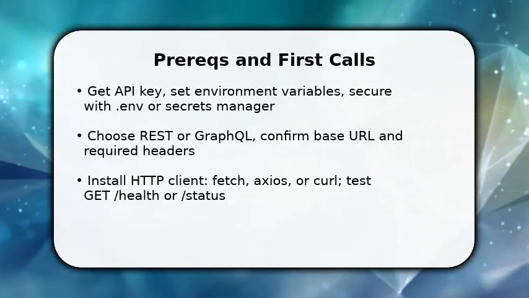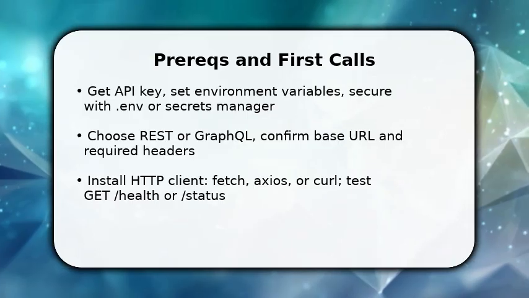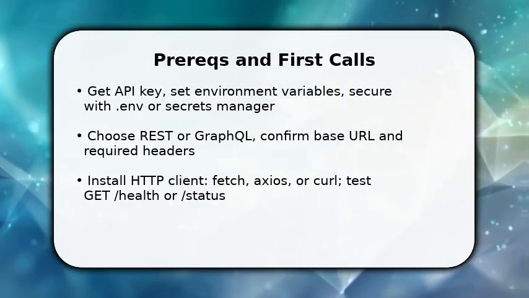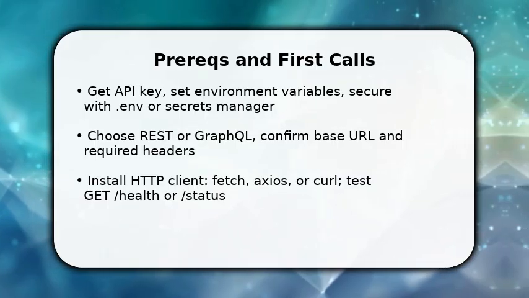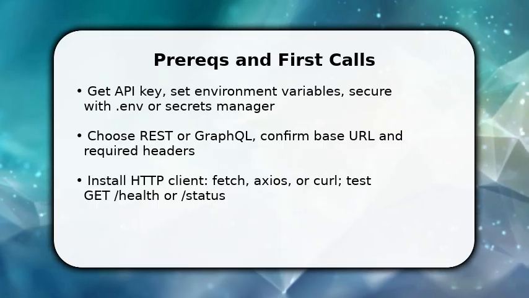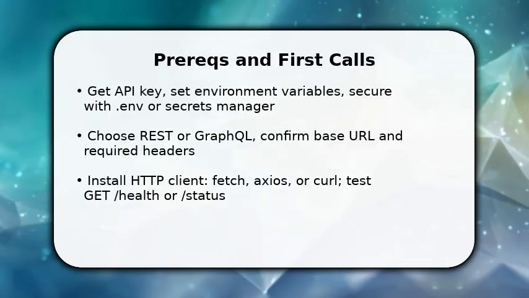You already have an API key and a target endpoint. Start now by storing the key in an environment variable and never hard-code it. Once done, pick REST or GraphQL and identify the base URL and required headers like authorization and content type.